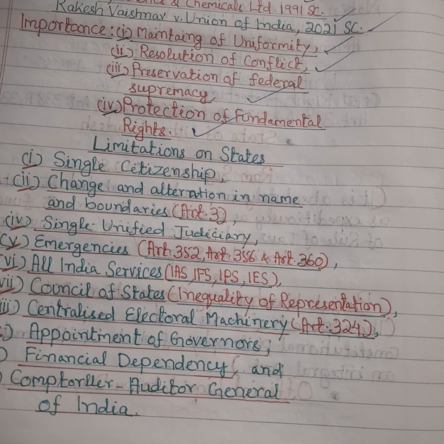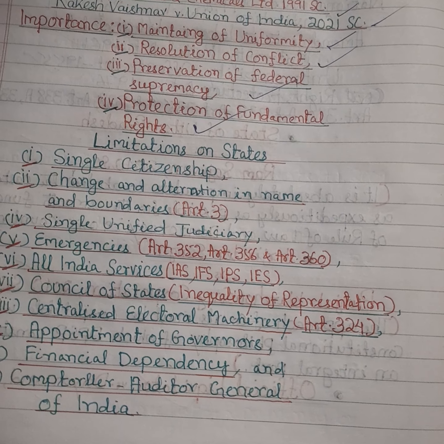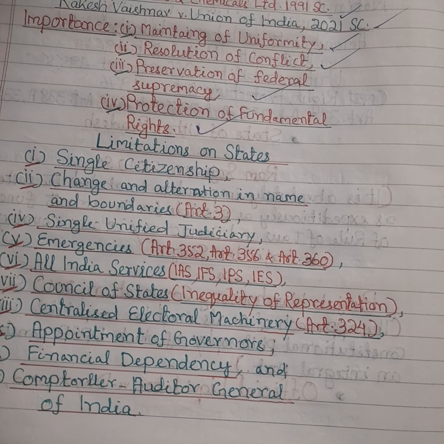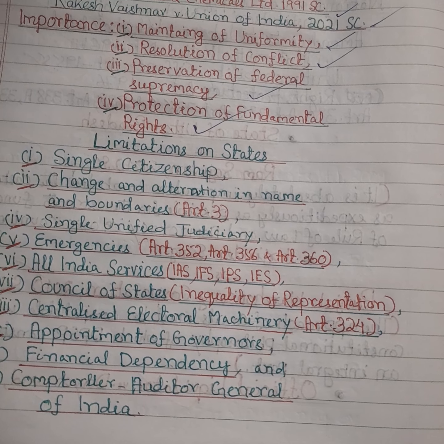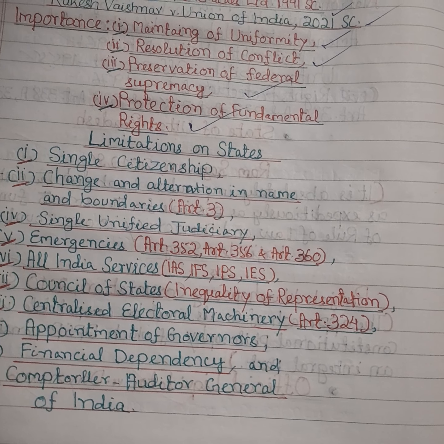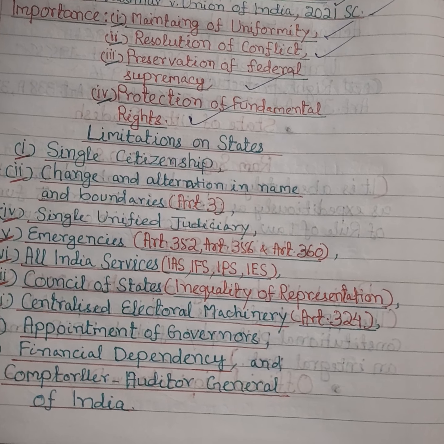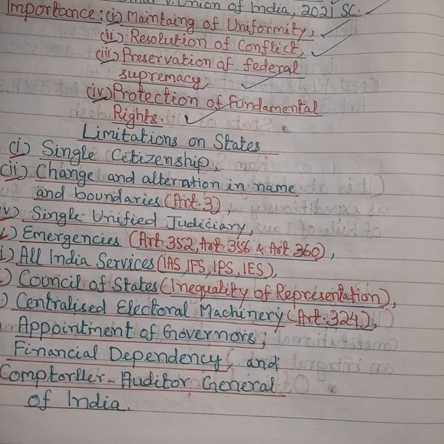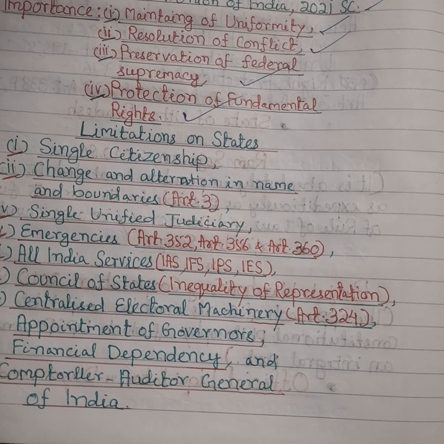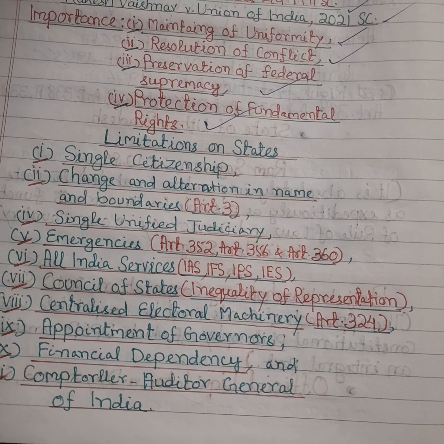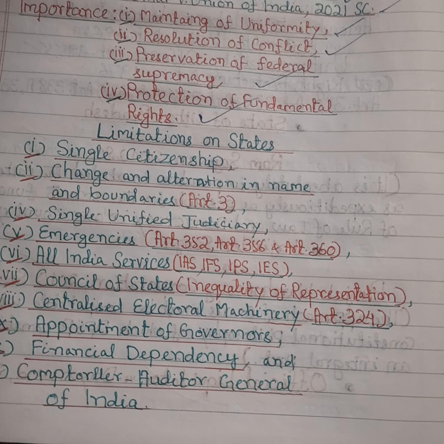The doctrine upholds the principle of federal supremacy, ensuring that federal laws take precedence in areas where both the central and state governments have legislative authority. This is essential for maintaining the integrity of the federal structure.